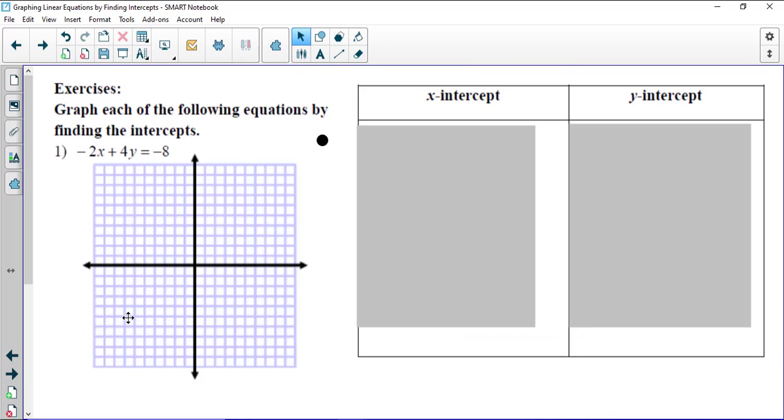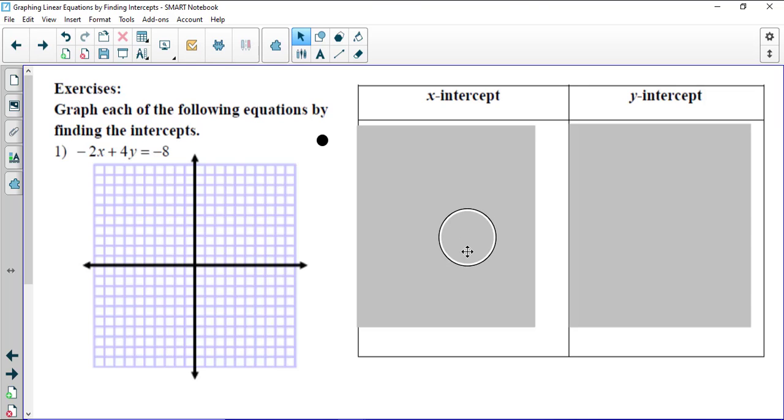So as we take a look at our first example, we have the equation -2x plus 4y equals -8. And we need to find both the x and y intercept and then graph that equation. Because keep in mind, we only need 2 points to form a line. So the x and y intercept are sufficient for that.